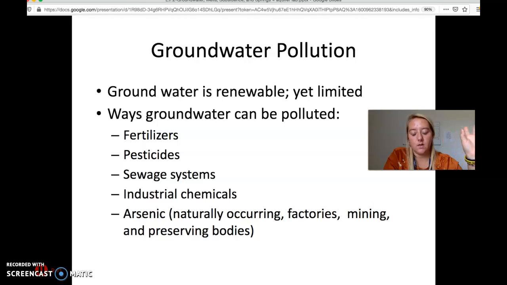So we are, like we always do, humans, taking the water supply and limiting it because we are using too much of it. There are other problems with our groundwater right now because we are polluting it. Water is a great carrier of things. If you're sitting on a tube down a river, it'll carry you down the river, but it also carries things like pesticides, herbicides, fertilizers, sewage, industrial chemicals, and arsenic, which is naturally occurring, comes from factories and mining, and is used in preserving bodies.